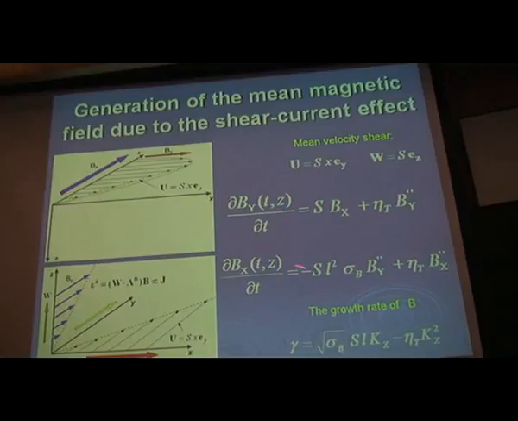Here we consider a very simple setup: the magnetic field depends only on z. From here we see that the growth rate of the large-scale magnetic field has the following form. So the main question: what is sigma B? If sigma B is positive, there is a dynamo. And if it is negative, there is no dynamo.